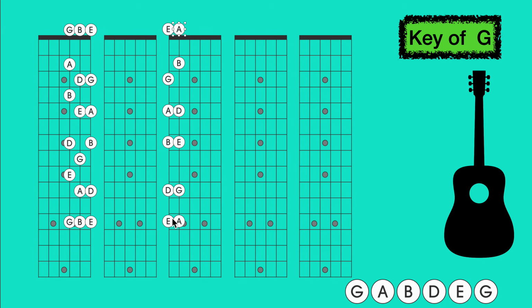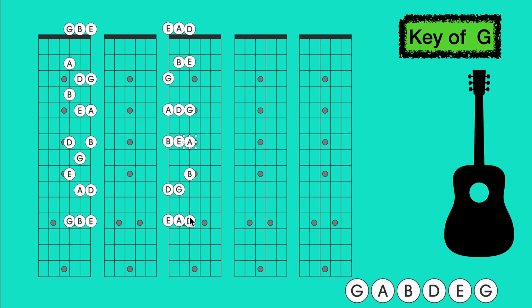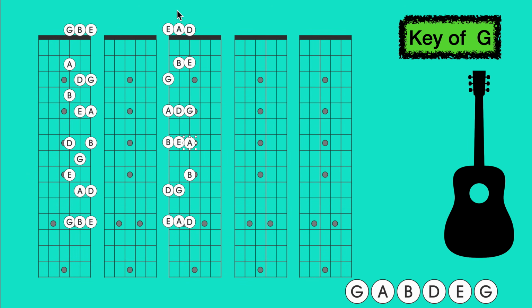And then off of this string right here, same thing. We have G, or the root, has the major third, and then the rest of them, this is the D string, of course, the B has the E, the D has the G, the E has the A, and there it is.